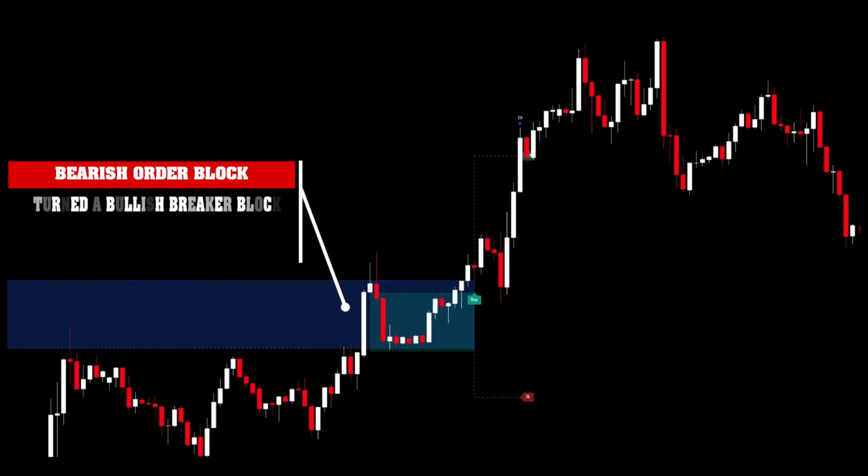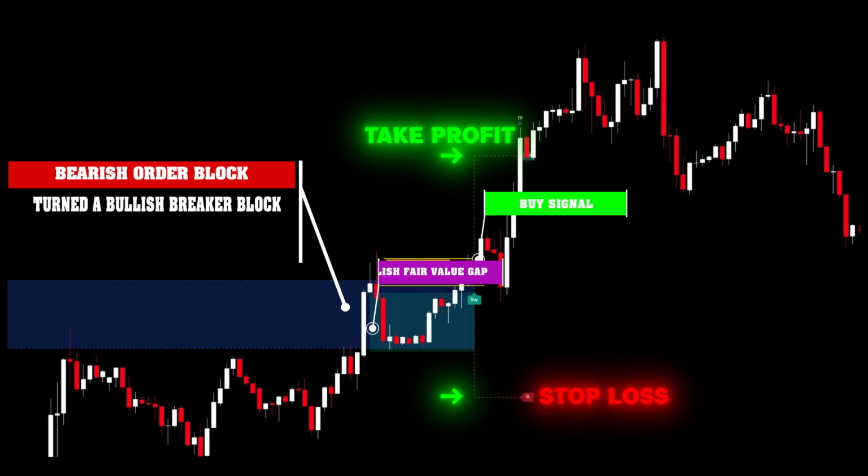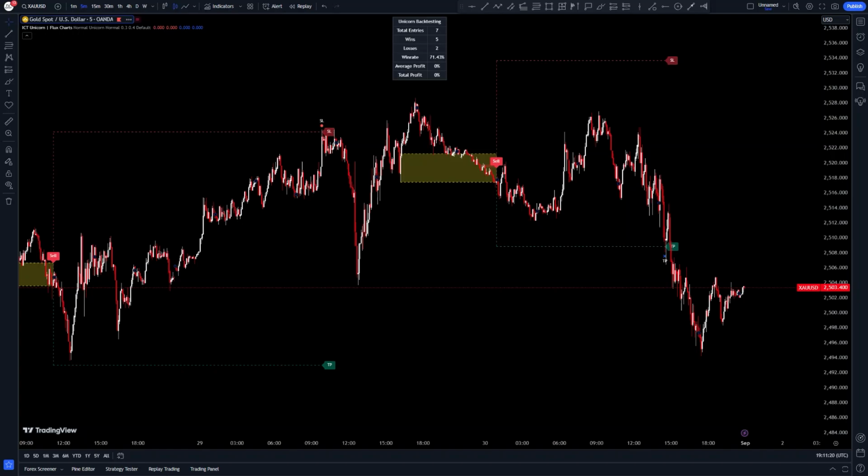The IC Unicorn entry model combines the concepts of breaker blocks and fair value gaps (FVGs), providing a unique method to identify trade opportunities. By integrating these two elements, you can place trades with defined stop-loss and take profit targets based on potential support and resistance zones. This model is particularly reliable for trade entries as it leverages two powerful techniques.